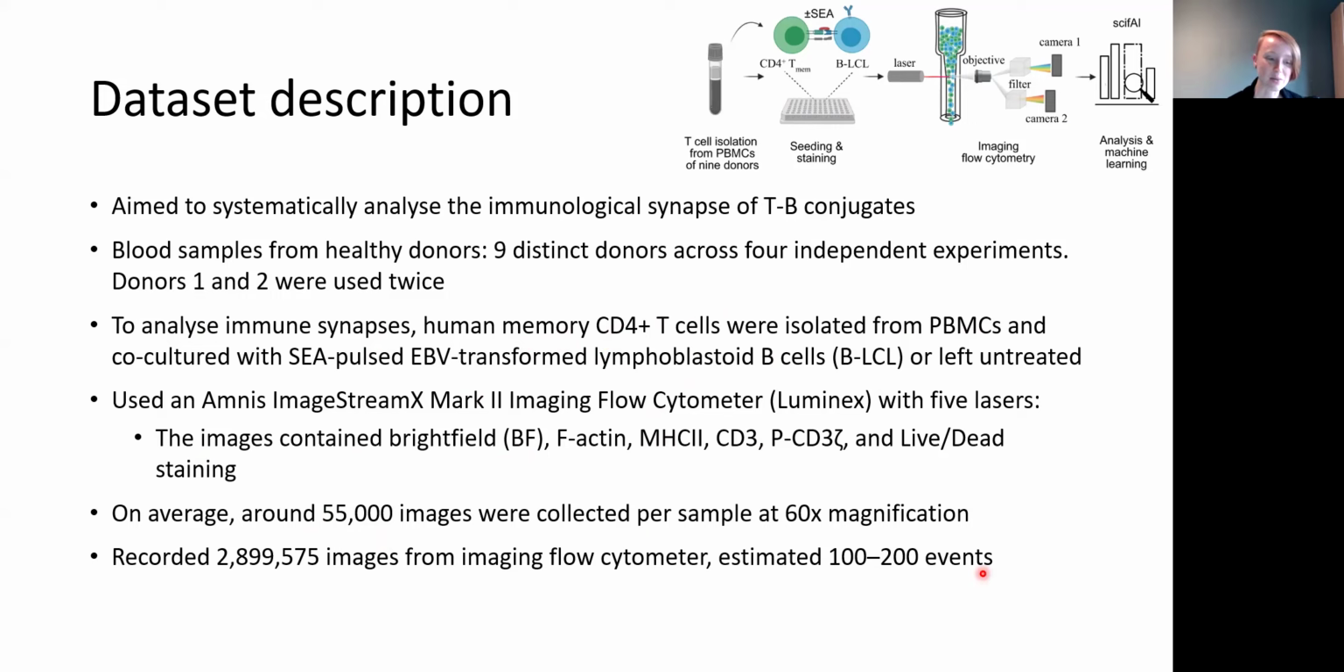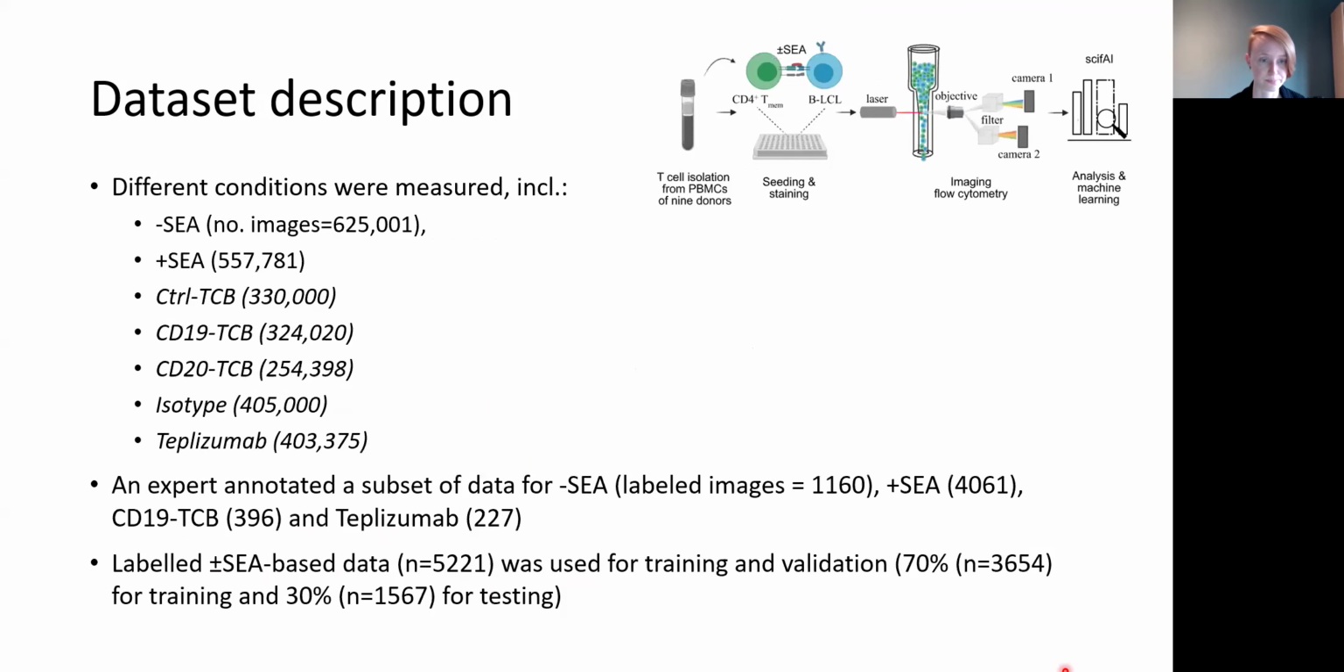And so they ended up with an awful large number of images, 2,899,572 images from this imaging flow cytometer, with around 100 to 200 events or synapses.